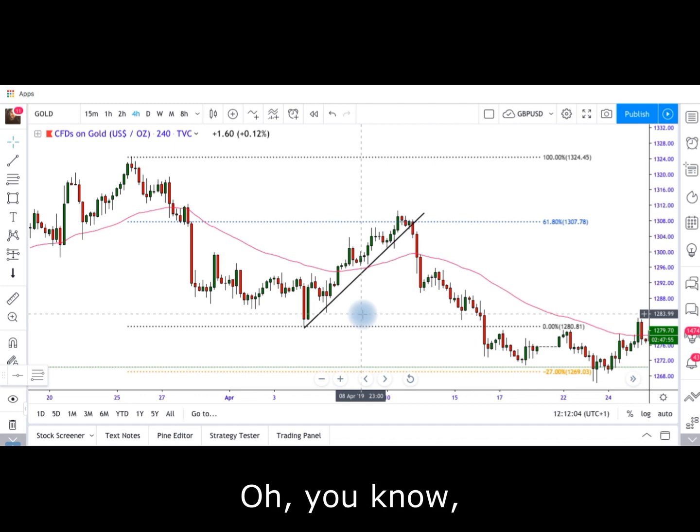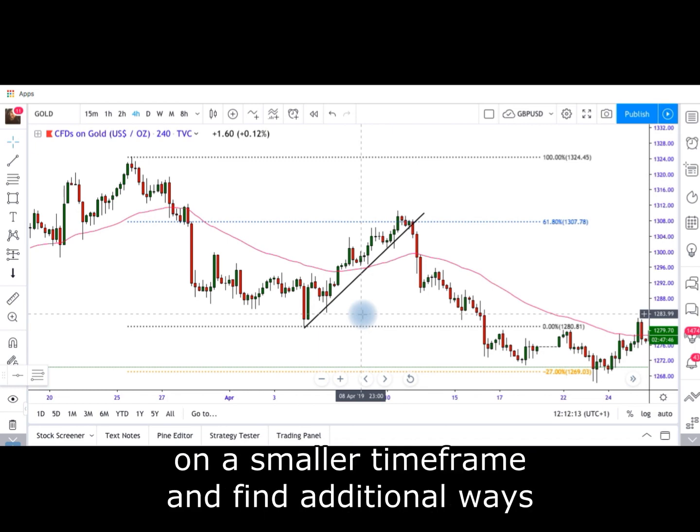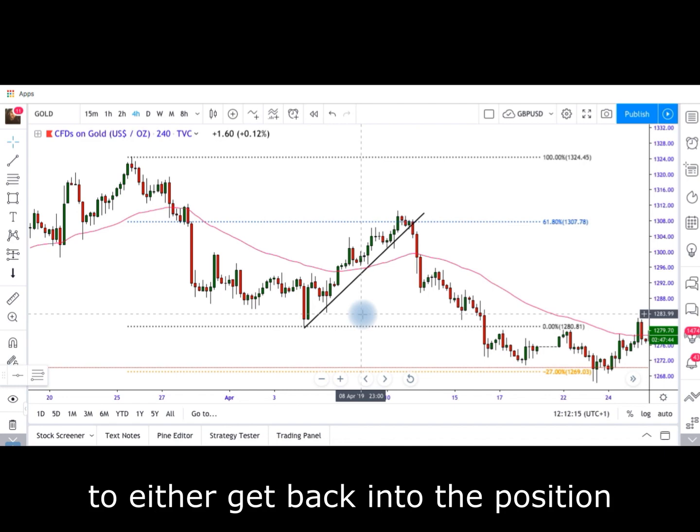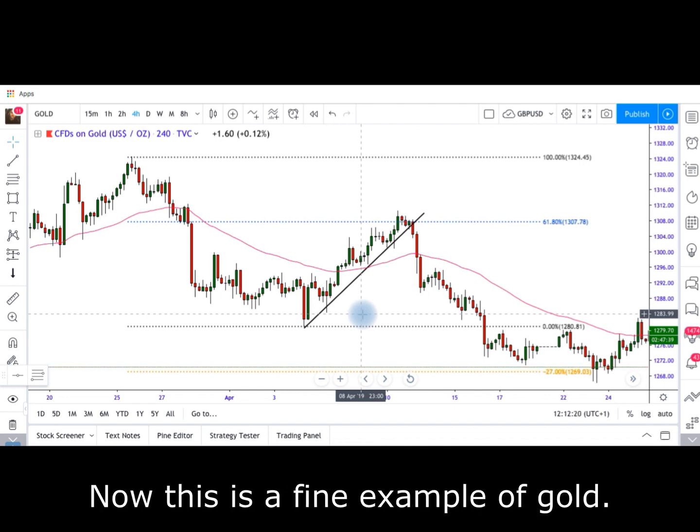A lot of people say to me, I've missed the trade, it's gone without me. But as long as the risk to reward is still present, there are many opportunities to scale in on a smaller time frame and find additional ways to either get back into the position or add positions to the existing position. This is a fine example of gold.